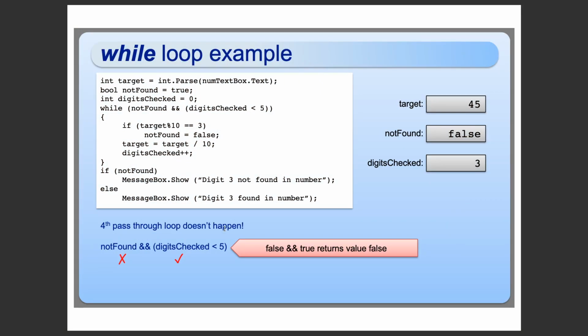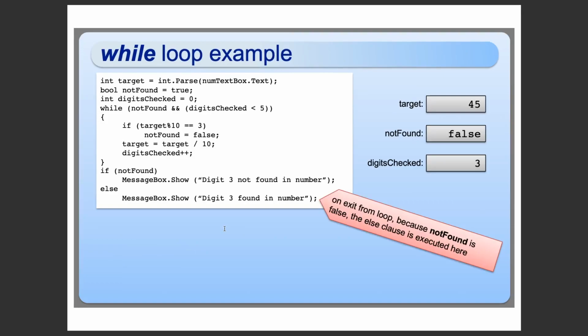Okay, so false and true results in the value false, and the loop doesn't execute for the 4th time. It only executes for 3 times. And so we get down and we then do this final if statement down here. Since not found is false, it'll be if false, and so we'll do the else part, so we say that we found digit 3.